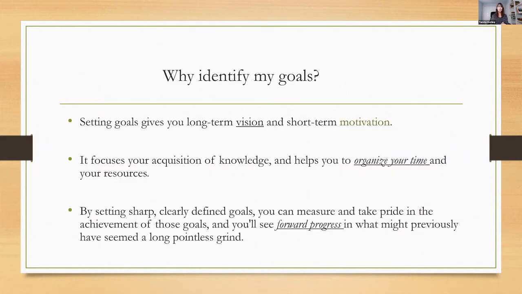So why should you identify your goals? It gives you some long-term vision, but more importantly, I'm going to argue it's going to give you short-term motivation. We are creatures of habit. We like to have that checklist and be able to say, I'm getting something done. So having those goals and then having the tasks to help me work towards those goals is going to be really helpful. It's going to focus your acquisition of knowledge. What do I need to know to get to those goals? It's going to help me organize my time and my resources, because let's be honest, time and money are limiting resources for most of us. So by setting some sharp, clearly defined goals, you're going to be able to measure your progress towards those goals and take pride when you actually achieve them. We all like to see that we're making progress and that we actually accomplished what we set out to do.